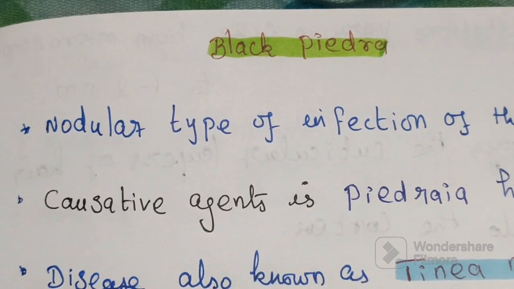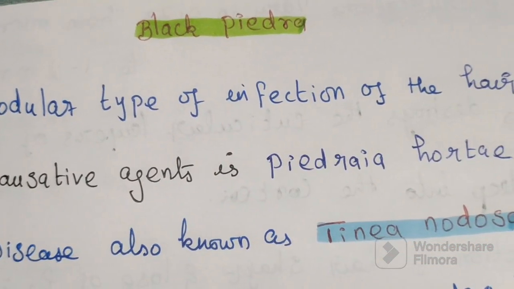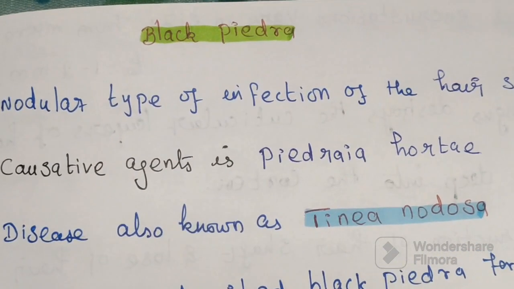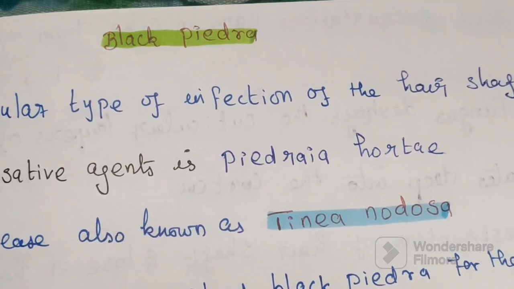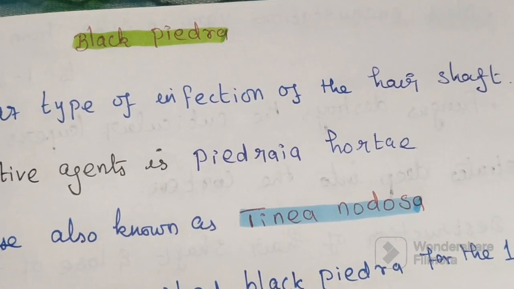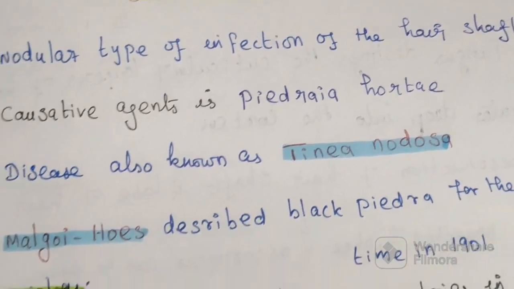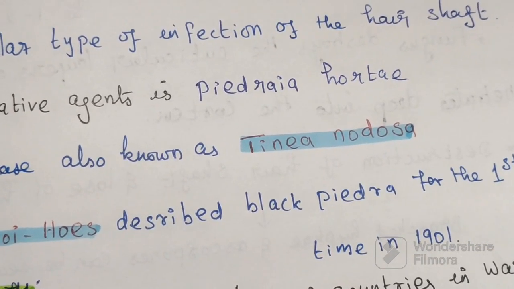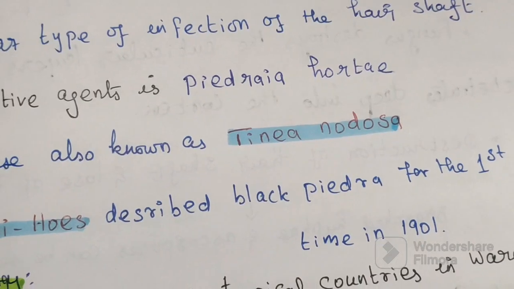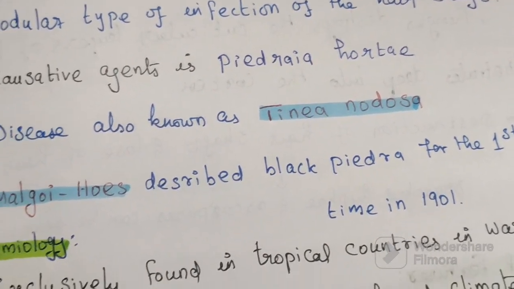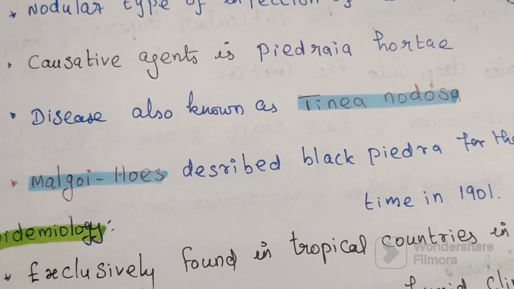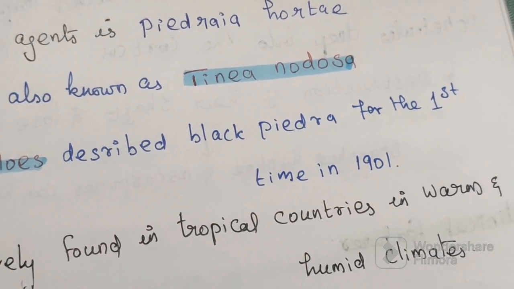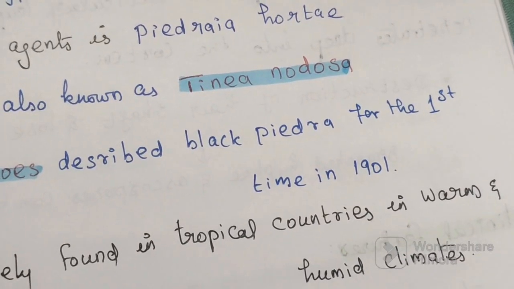So, black Piedra is a nodular type of infection of the hair shaft. The causing agent is Piedraia hortae, and the disease is called Tinea nodosa. Then Malkai described black Piedra for the first time in 1901.